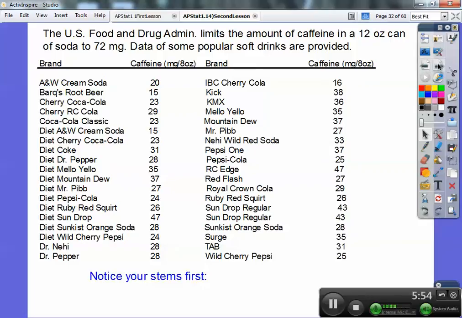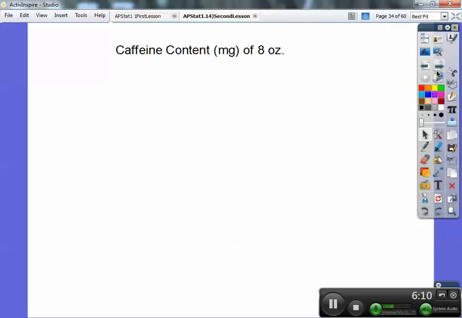Okay, so notice your stem first. Your stem is all the tens digits. So I see some 10s, I see some 20s. Oops, there's a 40 right there. There's some 30s. So my stems are the 10s, 20s, 30s, and 40s. Okay, my leaves are all the units digits. So we're going to do caffeine content. So there's my stem for my 10s, 20s, 30s, and 40s. Yes, I want you to write that down if you're in my class.